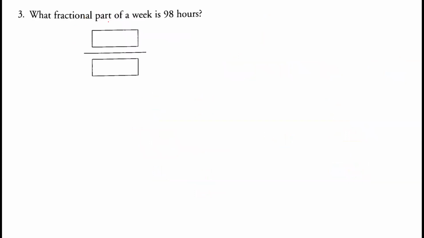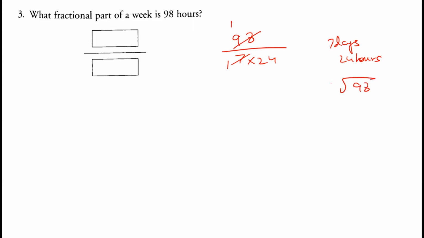Now, what fractional part of a week is 98 hours? So 98 hours divided by the total number of hours in a week. There are 7 days in a week and 24 hours in one day. So there are 7 into 24 hours in a week. If we simplify this expression, 98 divided by 7, if you do it quickly: 7 ones are 7, we are left with 28. So 7 fours are 28.